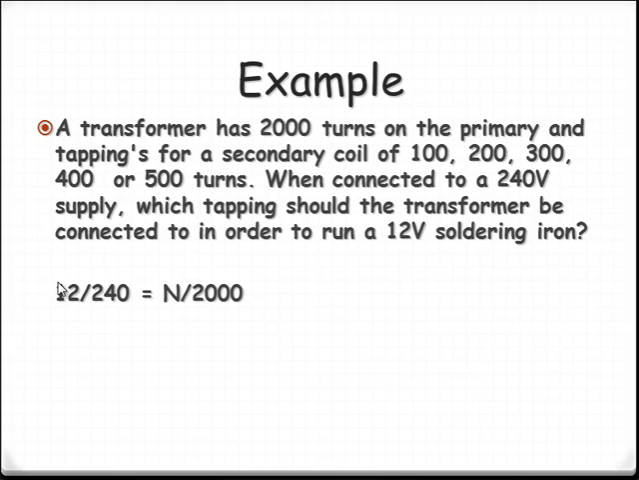So if we use our equation, we've got Vs over Vp equals Ns over Np, already substituted into, should have written the formula first. Rearranging, we're going to multiply both sides by 2000. So 2000 times 12 divided by 240, we get 100 turns. So the output would be 12 volts if we connect to the 100 turns. Out of interest, what would the output be if we connect to 200? It's going to be double the number of turns. You're going to get 24 volts, 36 volts, 48 volts, or 60 volts from the 500 turns.